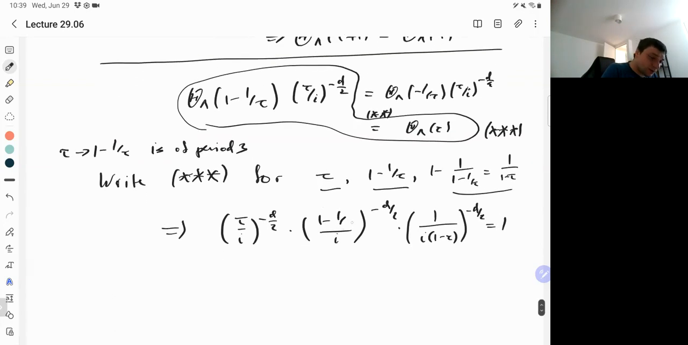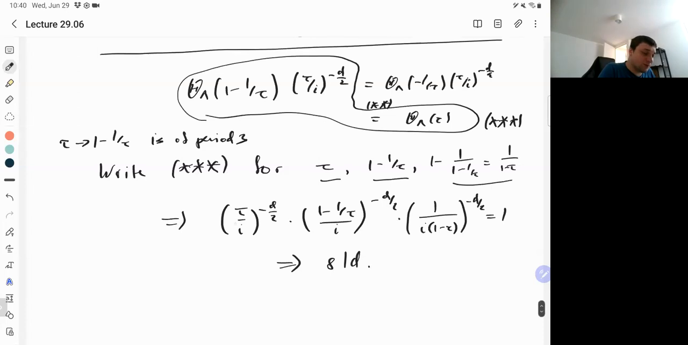And here it's again a small calculational exercise: to show that this identity for arbitrary tau in H implies that 8 divides d. You can compute it by sending, say, tau to infinity and then working out what the argument of each of these terms is.